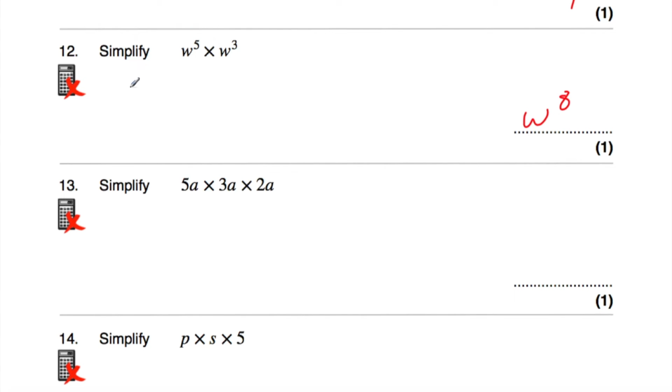Well, w to the power 5 would be w multiplied by w multiplied by w multiplied by w multiplied by w. So that's w to the power 5. W cubed is w multiplied by w multiplied by w. And if we're to times them together, that'll be w times w times w times w times w times w times w times w, which is w to the power of 8.